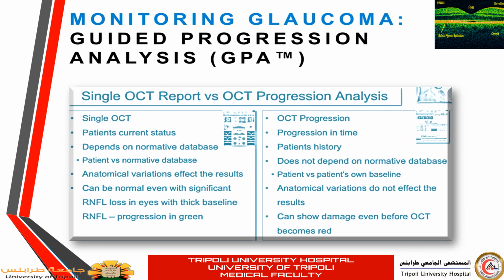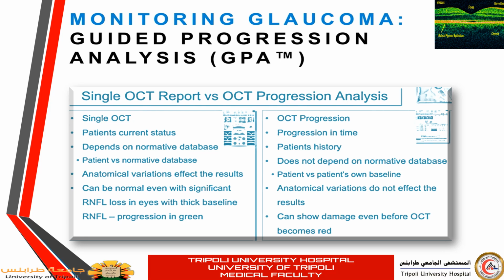Now, as we have seen in the lecture of perimetry, we have 2 main important tools for glaucoma progression, which is called the guided progression analysis. The guided progression analysis is divided into 2 important parts: the event analysis and the trend analysis. This comes from the fact that a single OCT reading is not enough to determine the status of your patient. It gives you an impression about the diagnosis, but you cannot say if your patient is stable or not.